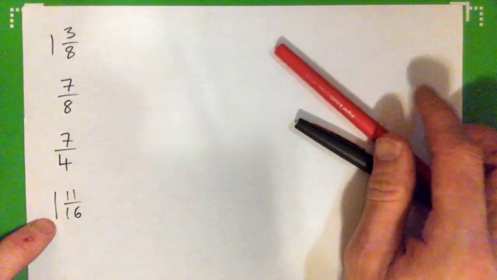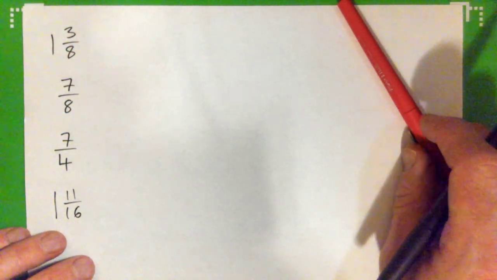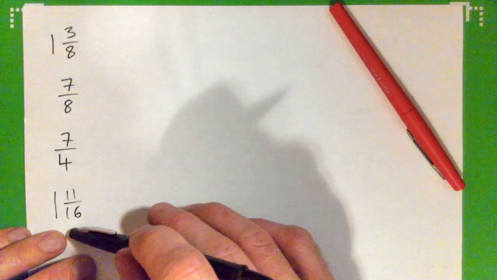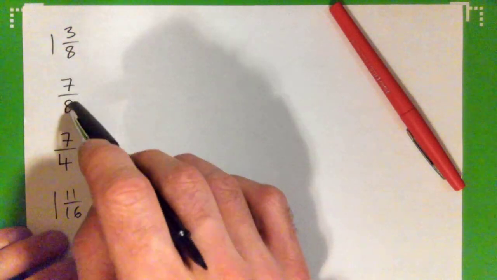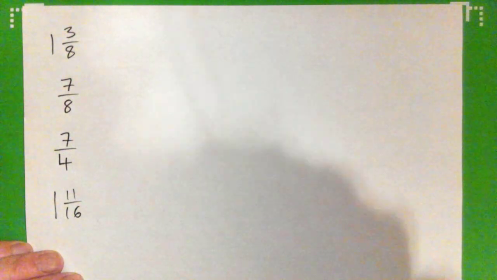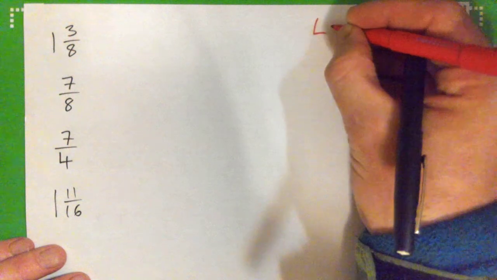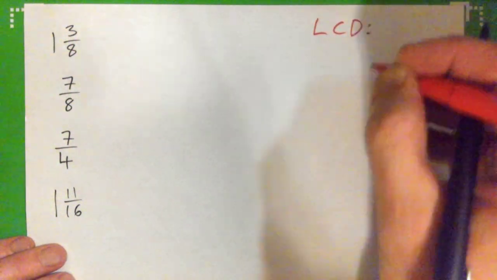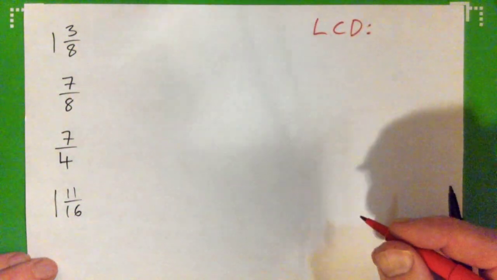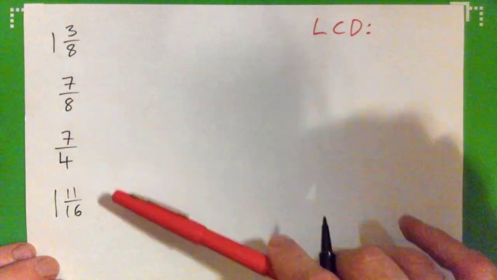Anyway, let's do one thing. I see that the denominators are 8, 8, 4, and then 16. Can we find a lowest common denominator for each of these fractions? Because if we find a lowest common denominator, then we can really compare apples with apples, if you like. What number do 4, 8, and 16 all go into?